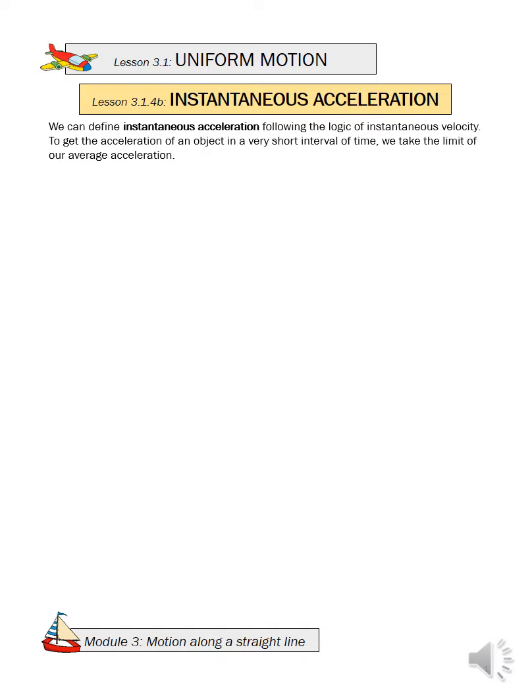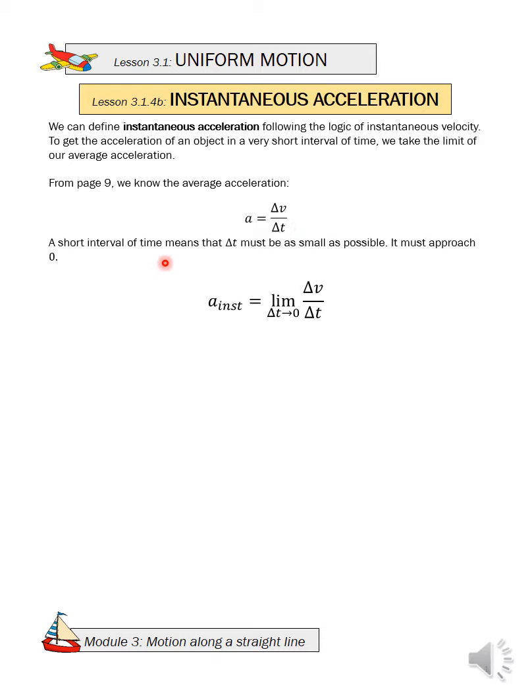For the case before, since we described our average acceleration as the change in velocity per unit time, that unit time must be extremely close to zero, or must be very small, for us to get an instantaneous quantity. Let's recall our acceleration from page 9. We know that the acceleration is the change of your velocity with respect to the change in your time. A short interval of time means that delta t must be as small as possible, and it must approach zero.